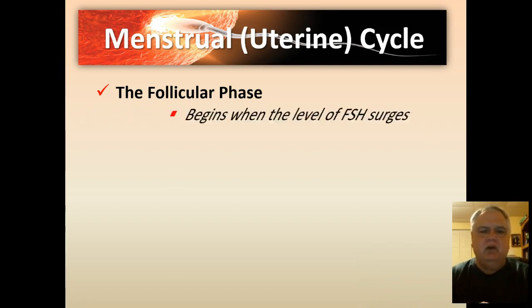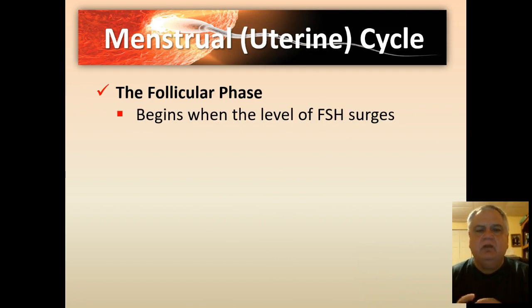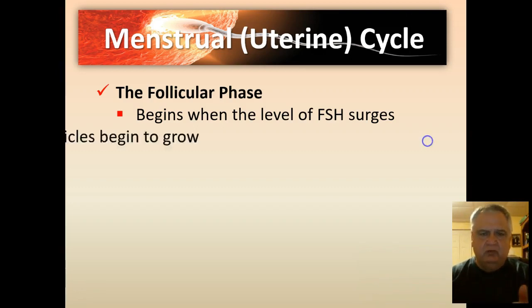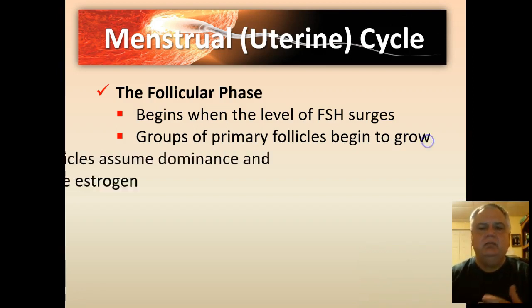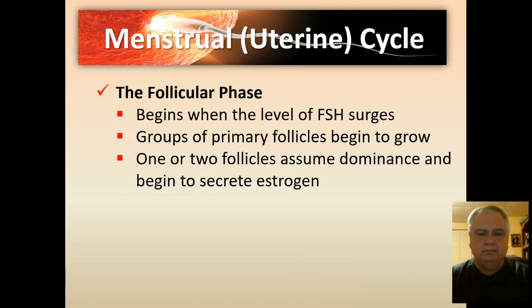So the first phase is the follicular phase. The follicular phase begins when the level of follicle-stimulating hormone surges. This happens during puberty, so the first menstrual cycle will occur at puberty when the level of follicle-stimulating hormone surges. Follicle-stimulating hormone then stimulates groups of primary follicles to begin to grow.